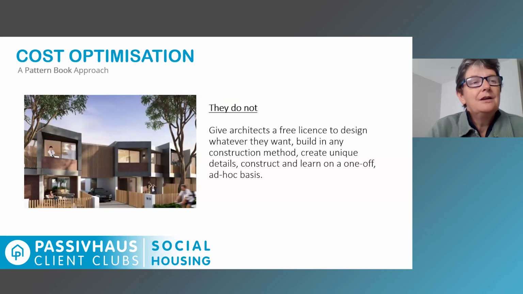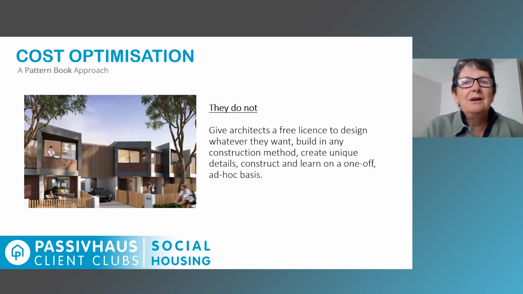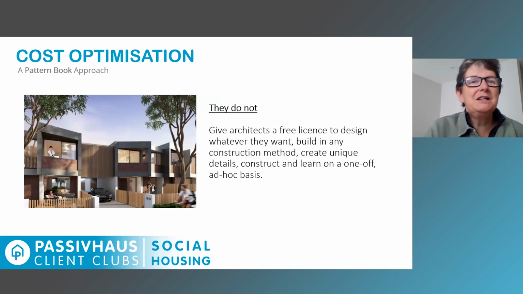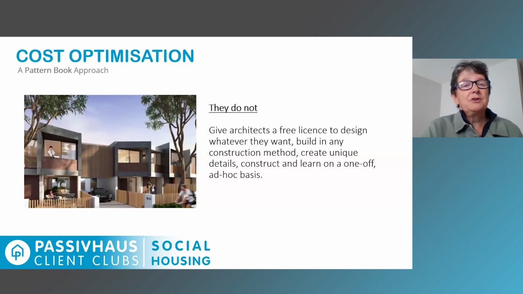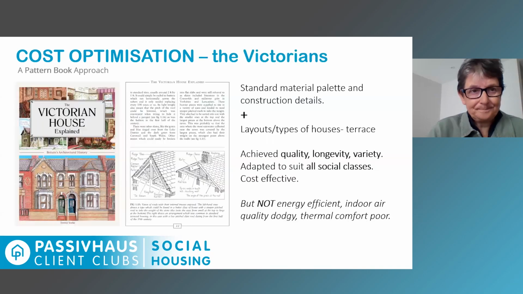But certainly if you look at the successful big house builders, they do not give their professional team a free license to design whatever they want and build in any construction method and create unique details and learn on one-off ad hoc bases. Sometimes you can get an exemplar scheme, but the cost is going to be elevated, and really we just want repeatable, ordinary housing being built to this standard and being able to be replicated easily. That's where we want to get to for the number of houses that we want to be seen being built.